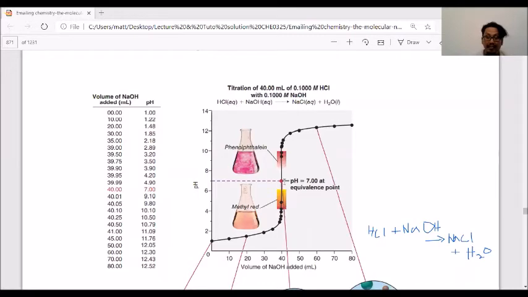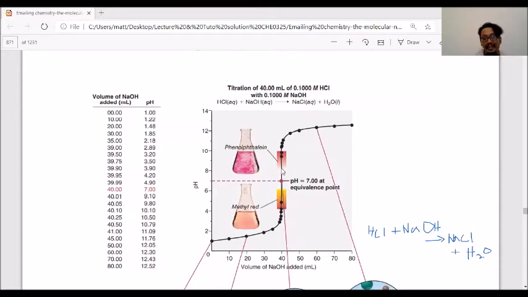End point and equivalent point, itu beza dia. Equivalent point equals this point, maknanya 40 ml lah, dalam kes ni 40 ml of sodium hydroxide is added to 40 ml of 0.1 M HCl. Okay.